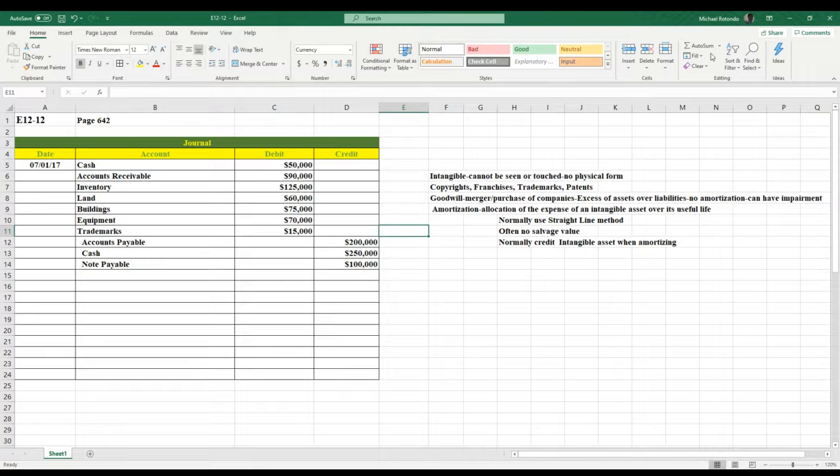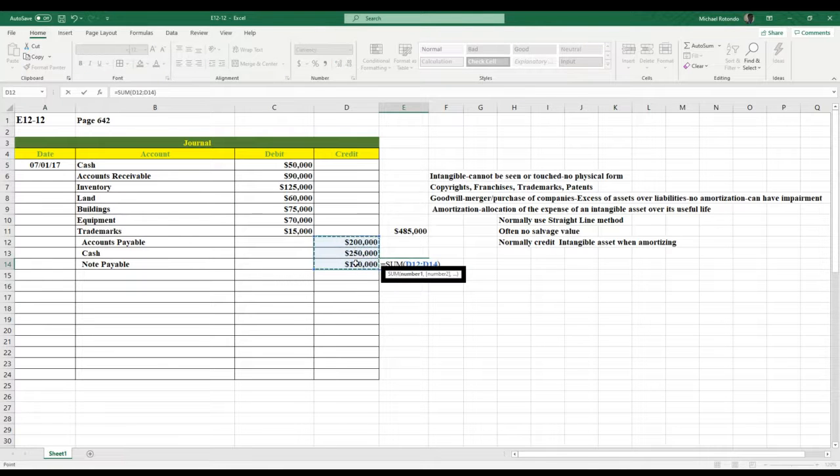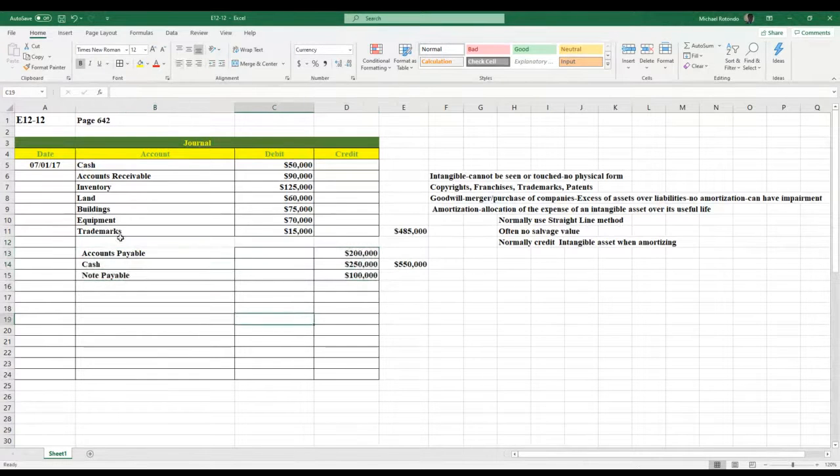So let's make sure the entry balances. Let's add up our debits. We get 485. Add up our credits. We get 550. So that $65,000 difference, that's goodwill. So we're going to make another line here because goodwill is an asset, so it should be debited. You'll see how we just kind of fell into it here. The difference is the goodwill, so that's going to be debited for 65,000. That's often how we calculate goodwill, through the difference that we calculate.